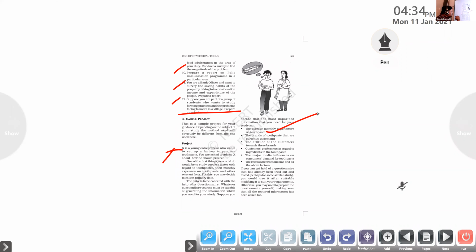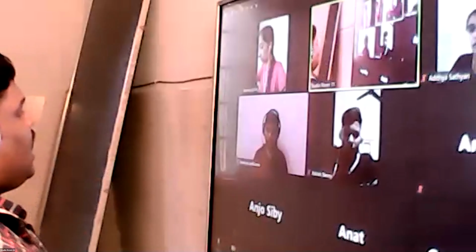So you want to add a question like that. The brands of toothpaste that are currently in demand in the market. So you are able to understand the competition, the attitude of the customers towards these brands. How the consumers are purchasing these brands and what methods they are using. Regularly, are they changing the brands or continuing with the same brand or not? Next one, customers' preferences in regard to ingredients in the toothpaste. Related to that, we hear a number of questions nowadays in the advertisements.